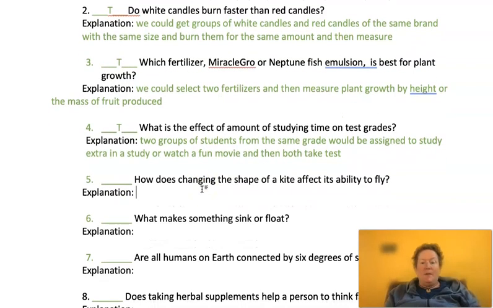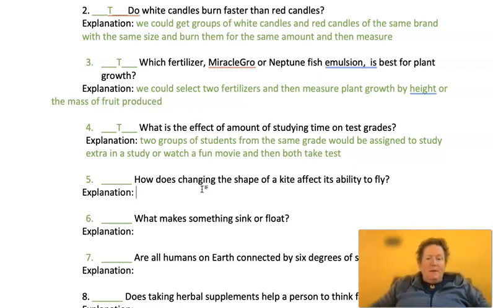Would it be great if we kept the students up all night studying? Probably not, because there's a limit to how much studying time. If you're losing sleep, maybe if you're losing 10 minutes of sleep, it's okay. If you're losing 5 hours of sleep, you probably don't need to study quite that much.